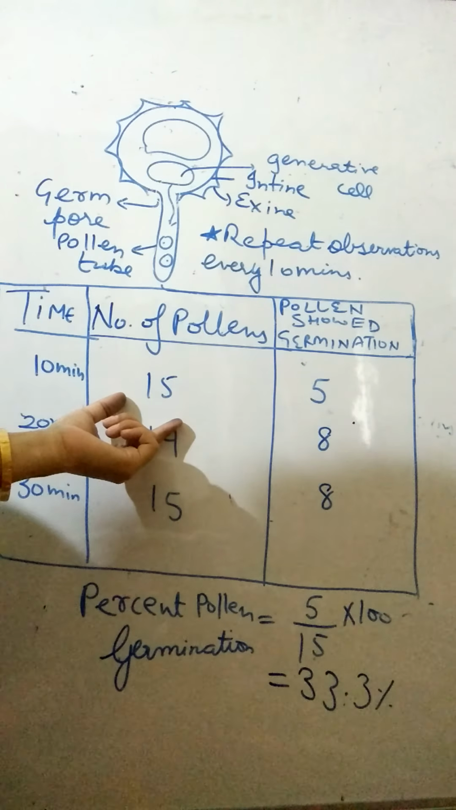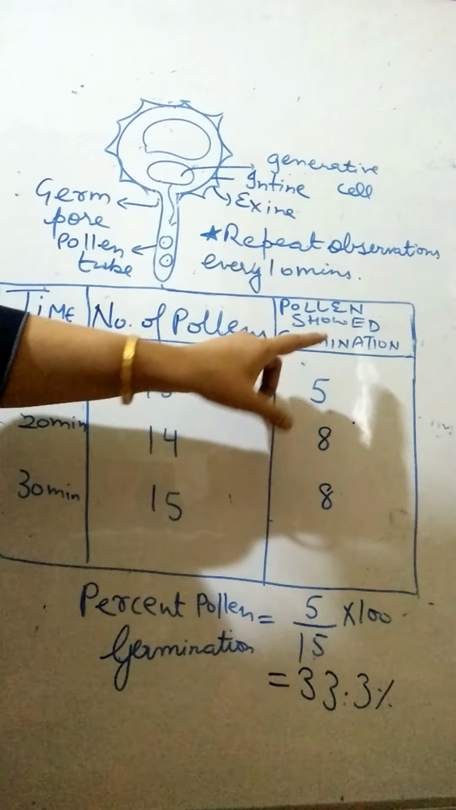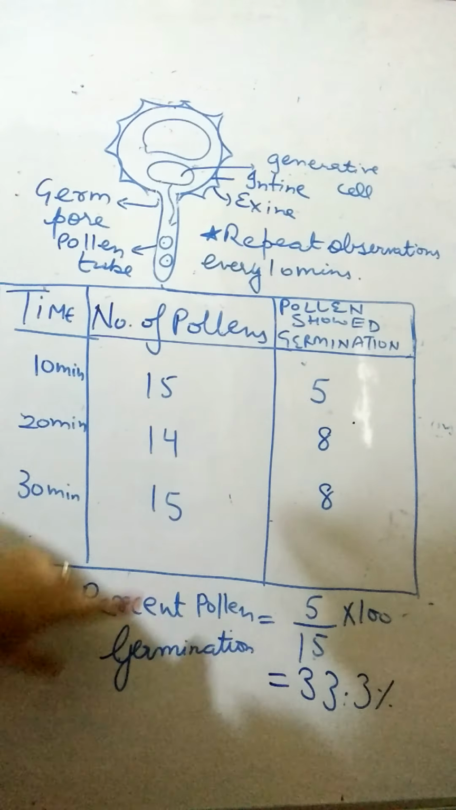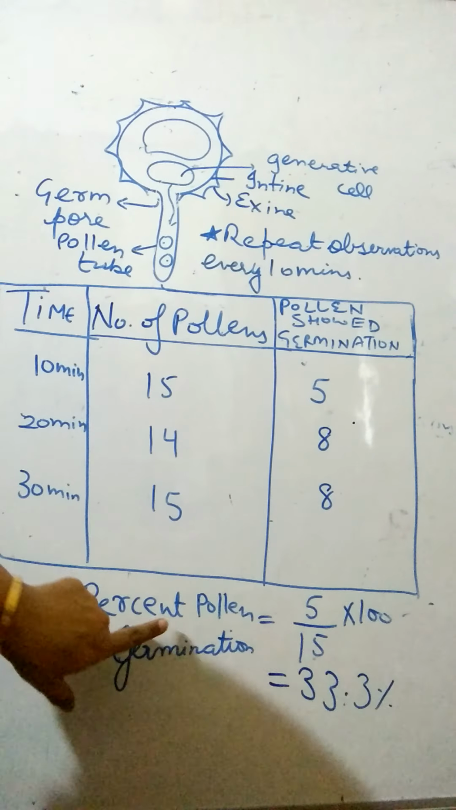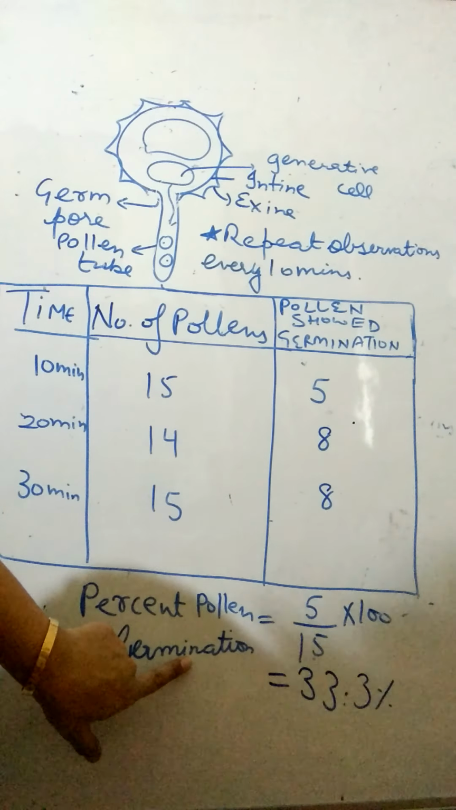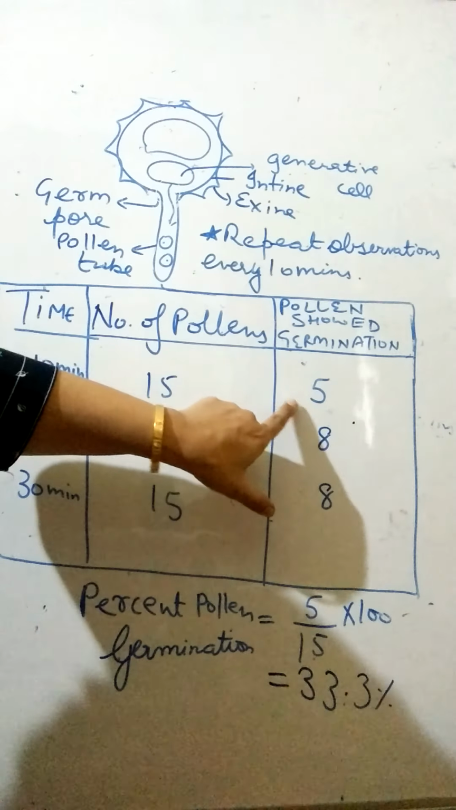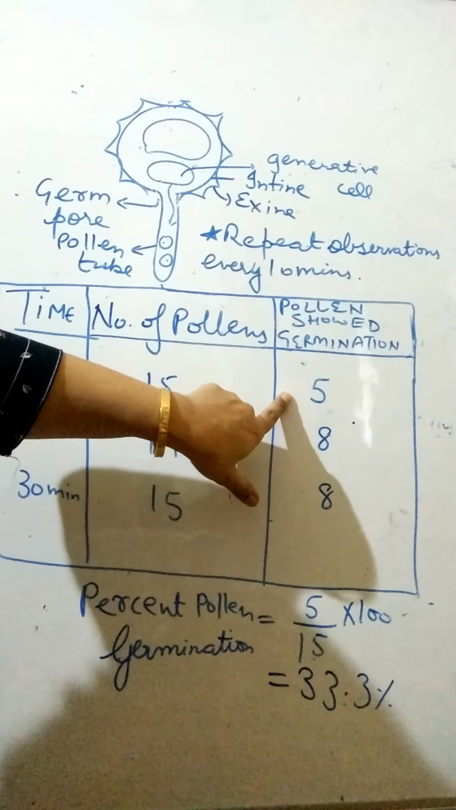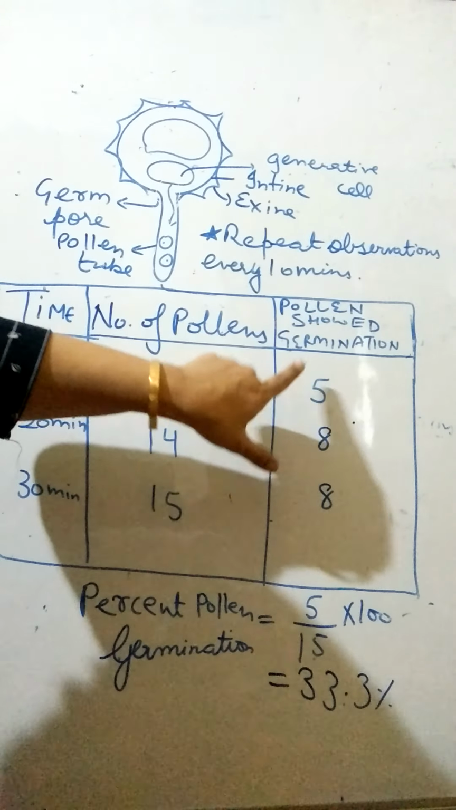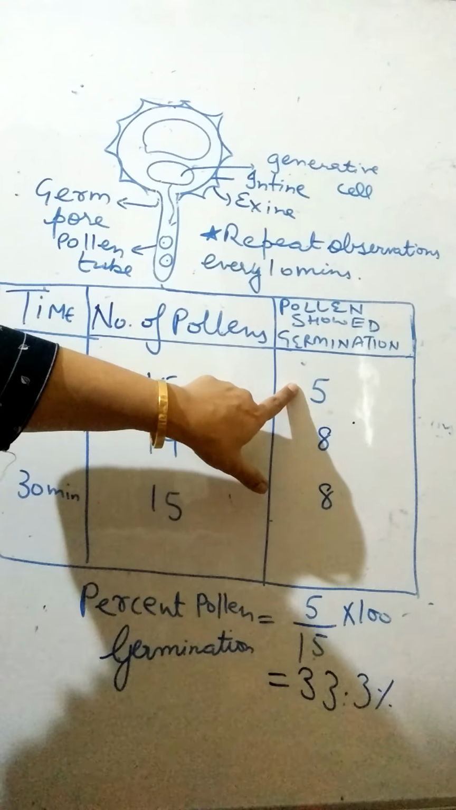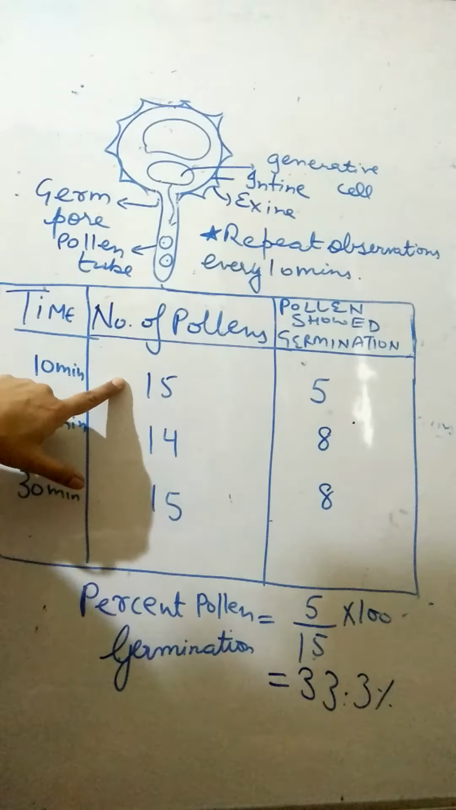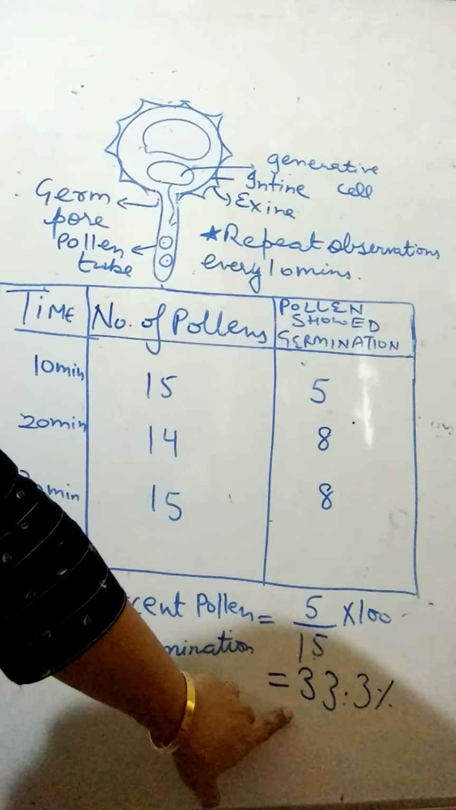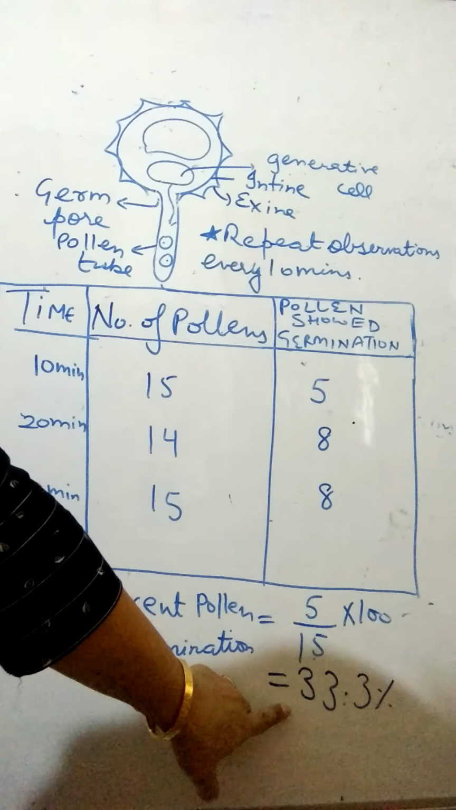The first reading was 15 and the number of pollen that were showing germination were 5. Okay, so for the first reading I have shown the calculation. This is how you will calculate the percent pollen showing germination. The total number of pollens is 15, and the pollen that showed germination is 5. So the number of pollens that showed germination or the formation of pollen tube is 5. I have to divide it by 15. So 5 divided by 15 into 100 will give me the percent pollen that are showing germination in one view.